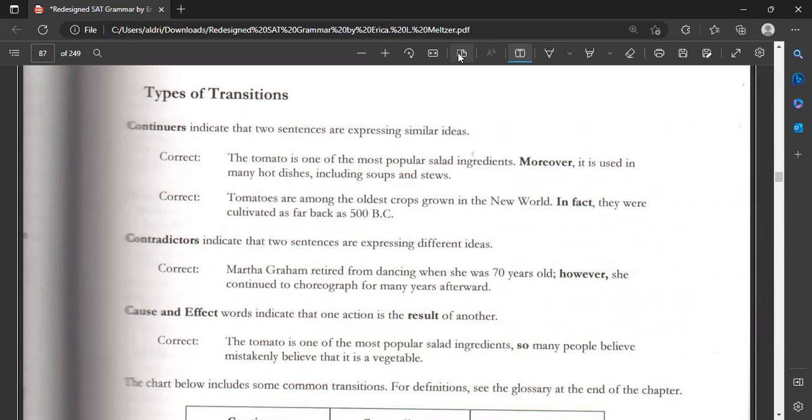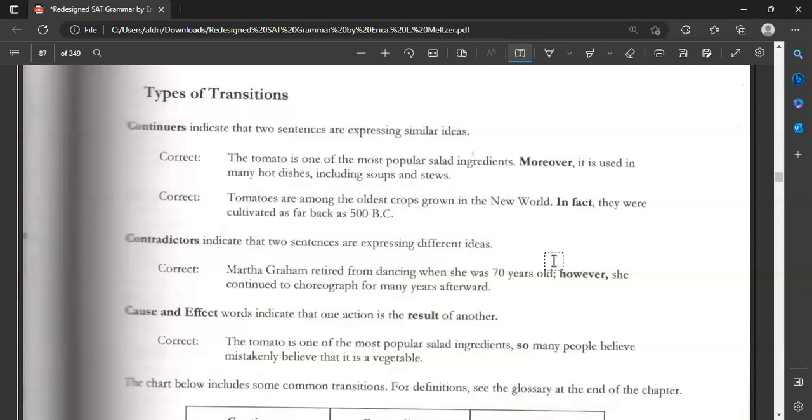And then we have cause and effect. So cause and effect means one thing is as a result of another. Okay, so one action is as a result of another. So we have an example again. It says the tomato is one of the most popular salad ingredients. So many people mistakenly believe, okay, so this is an error, so many people mistakenly believe that it is a vegetable. All right. So again, that's a cause and effect transition.